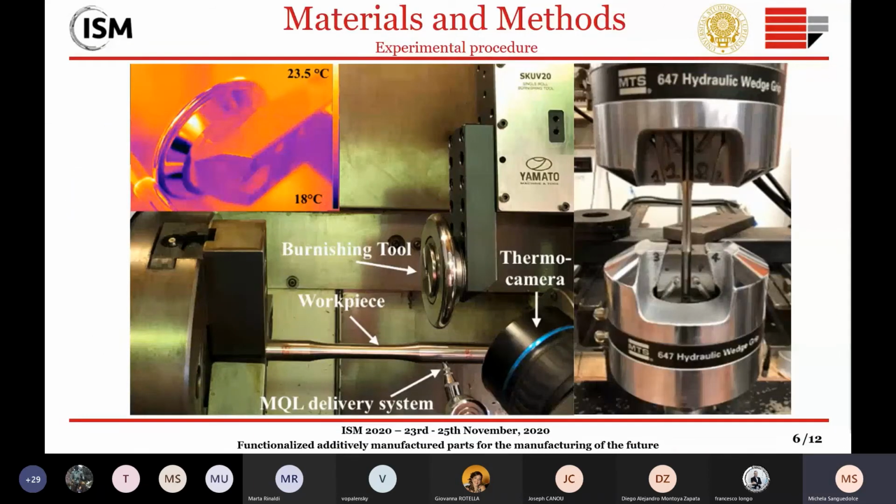In this slide, you can see the setup used for the experimental campaign. On the left side, we have the dog bone sample with a rigid burnishing tool, lubricant delivery systems, and a thermal camera, which was used to monitor the temperature during the processing. On the right side, you can see the high cycle fatigue test setup.